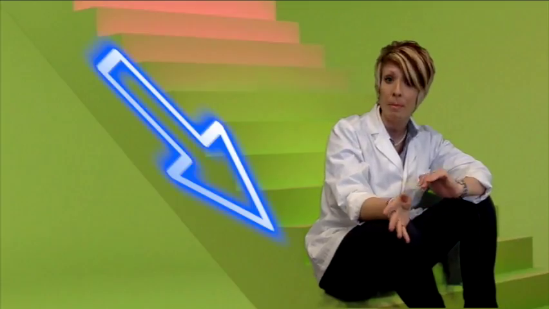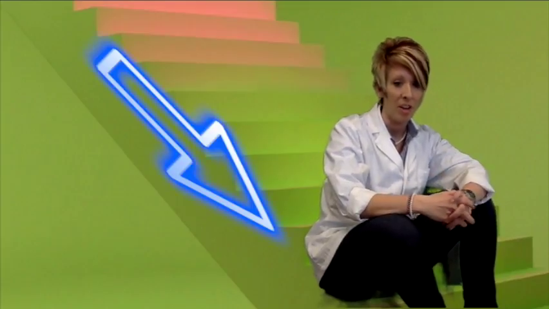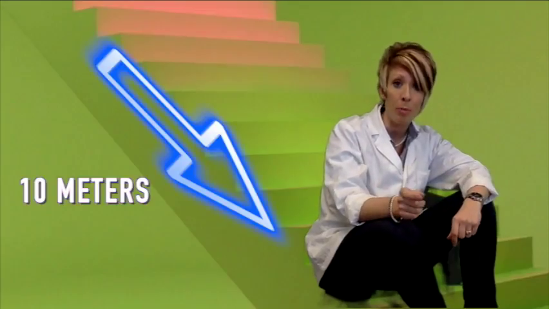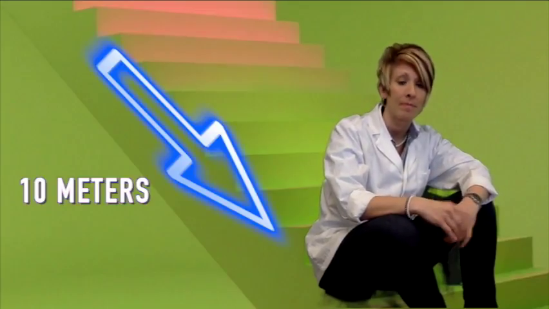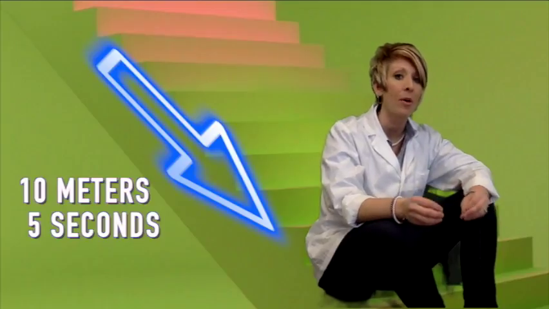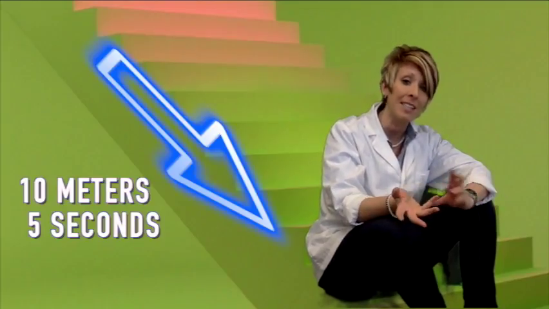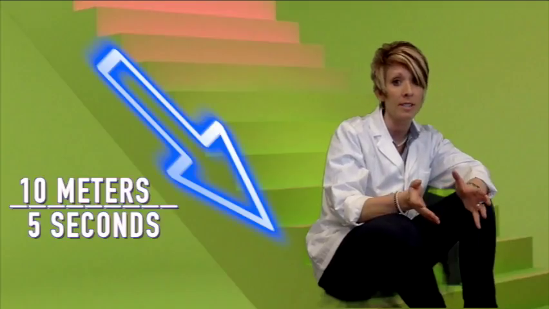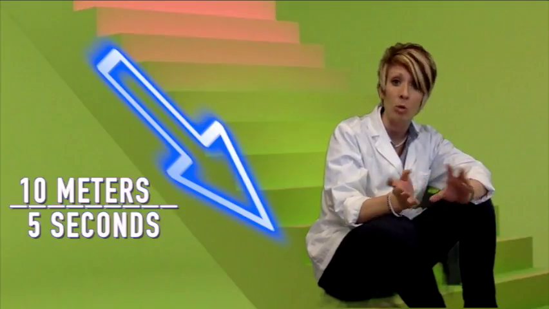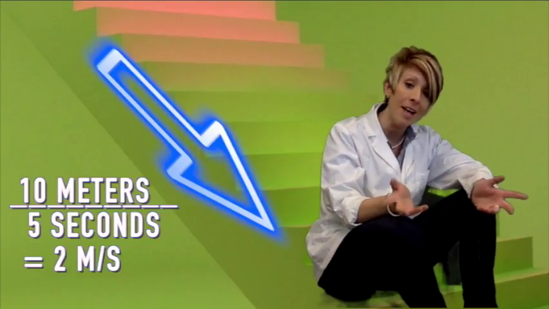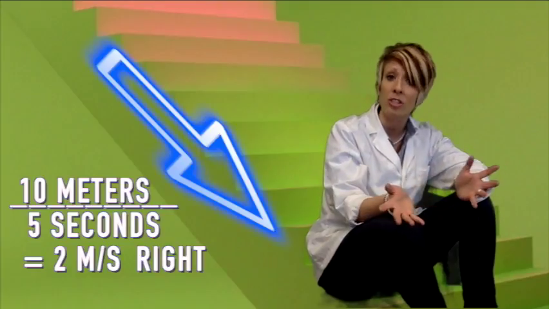Here's another example. Let's say I want to calculate my speed from the top of the steps to the bottom of the steps. First, I have to measure my distance from the starting point to my ending point. Then, I have to record the amount of time it takes for me to get down the steps. To calculate the speed, I divide the total distance I went by the total time it took, and that's my speed. If I wanted to describe my velocity, I would just add the direction I went.